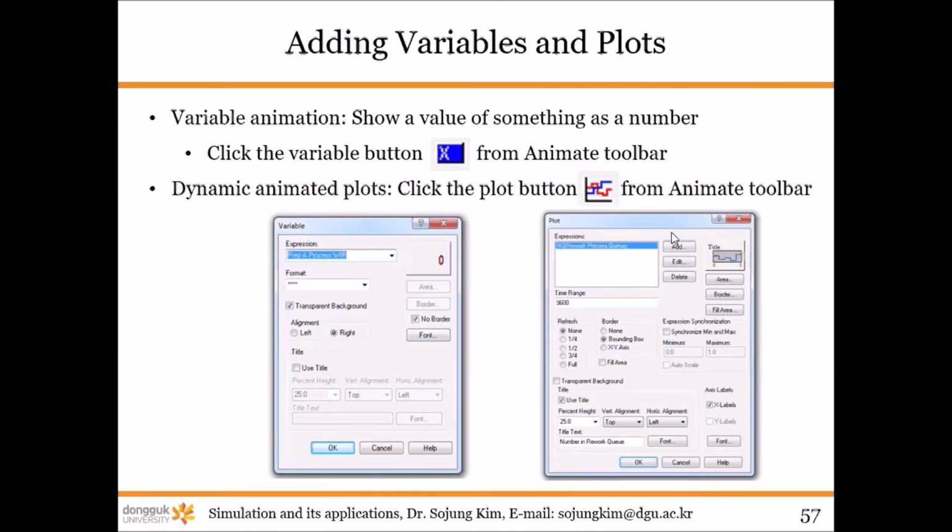Adding variables and plot. If you click this button, you can display the value of variables in animation in Arena. That's what you call the variable animation. If you click the plot button from the animate toolbar, you will have this window. Last time we already developed this window. In the expression, if you use NQ or NR or this kind of built-in function, you can develop the chart, a dynamic plot.